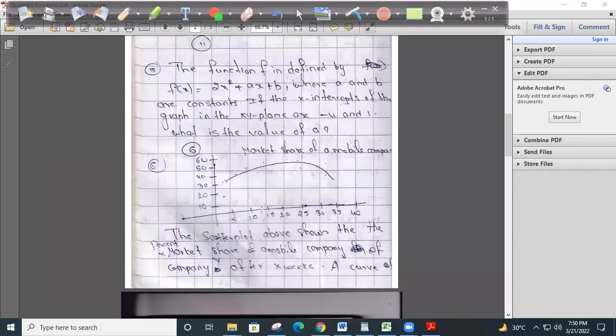So there is another question here. Solve the fifth one. Try to give me the answer for the fifth one. The function f is defined by f of x is equal to 2x square plus ax plus b, where a and b are constants. If the x-intercepts of the graph in the xy plane are -4 and 1, what is the value of a?